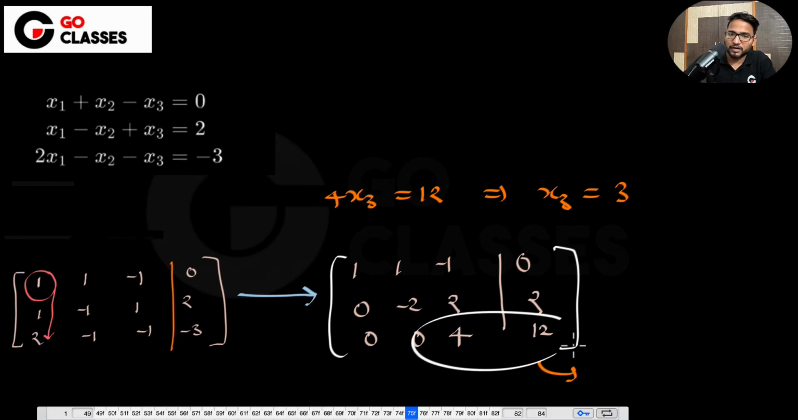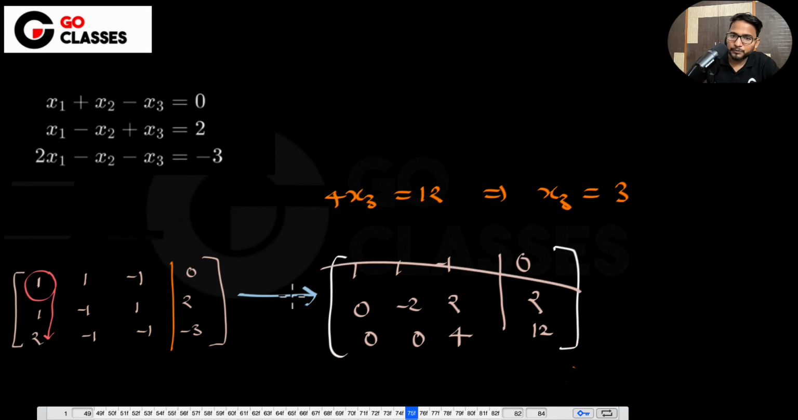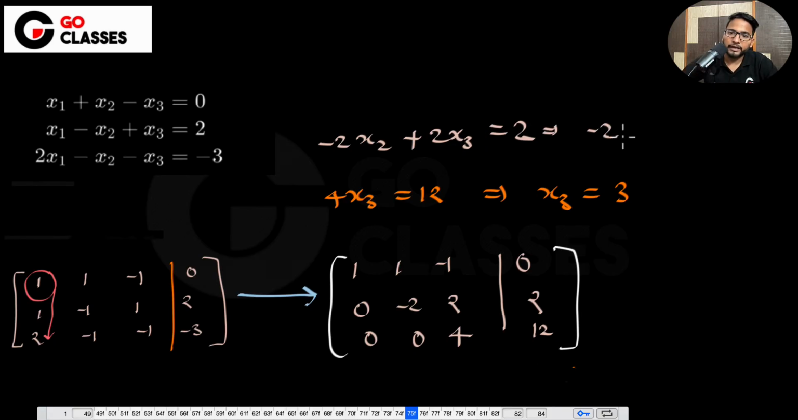I mean, you got the final value of x3, which is 3, and then let's see if we can get x2 also. So the idea here is that we will be starting from the back, which means the last row, and then just pick the second last row, which means minus 2x2 plus 2x3 equal to 2. But now you already know the value of x3, which is 3. So you plug in this 3, then you will be getting minus 2x2 plus 6 equal to 2. And then from here you will be getting minus 2x2 equal to minus 4. So x2 will be just 2, right?